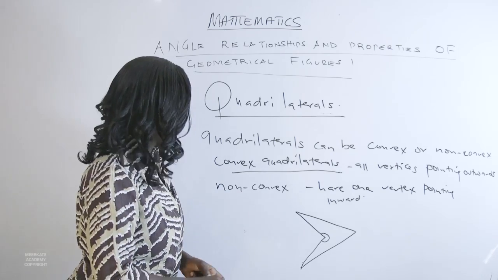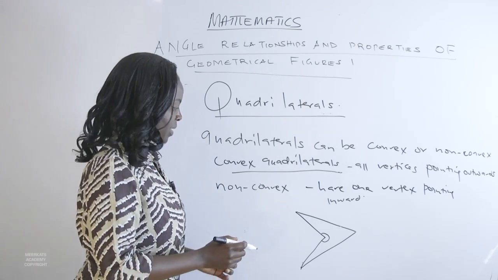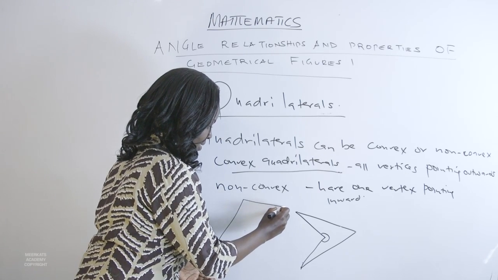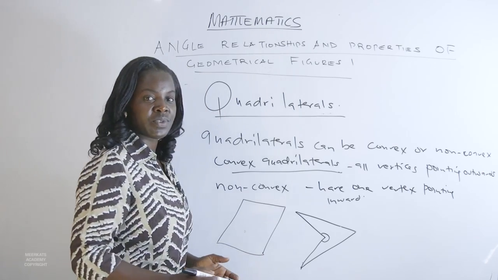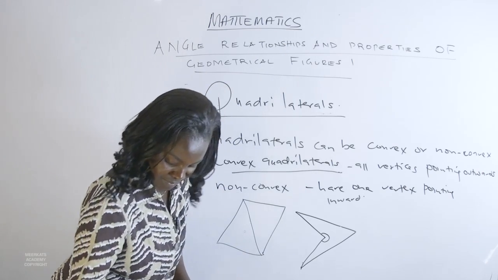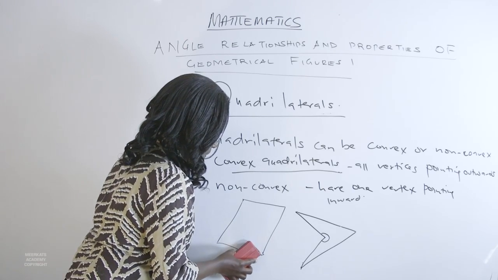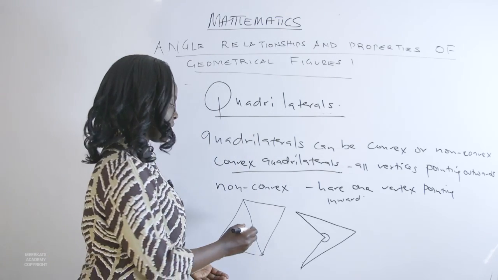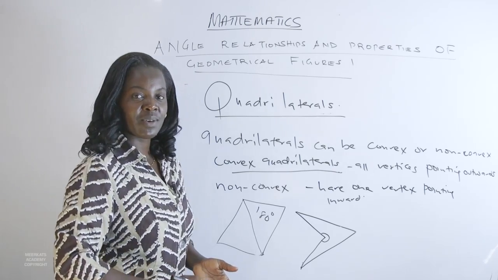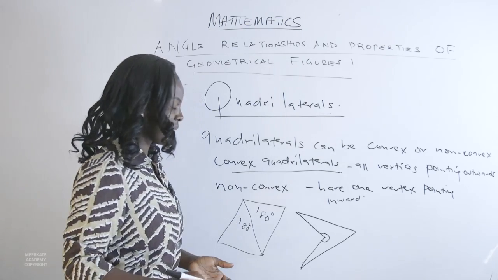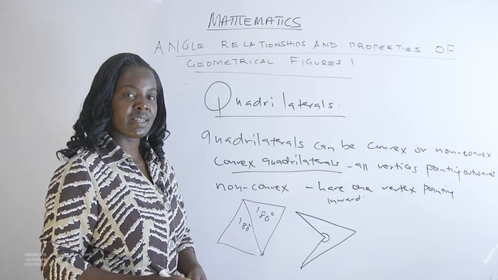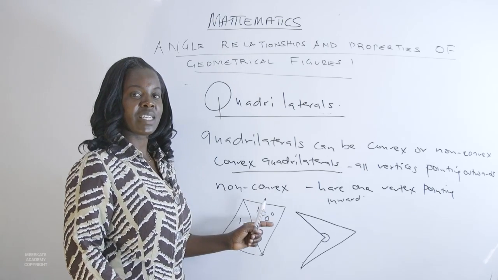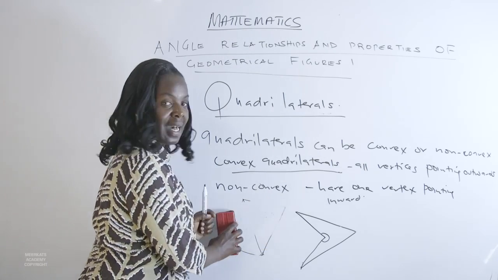We said that a rectangle or any other four-sided figure can be drawn as two triangles. One triangle has an angle sum of 180, and the other triangle has an angle sum of 180. So when we add the two, that will give us 360 degrees. So we concluded in our previous lesson that the angle sum of a quadrilateral is equal to 360.